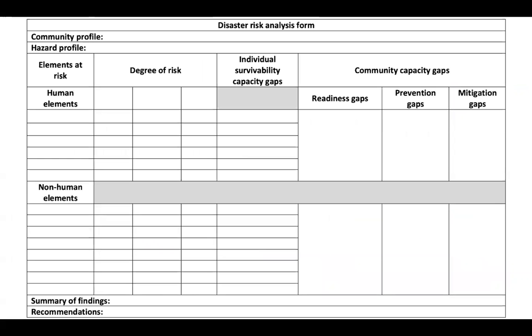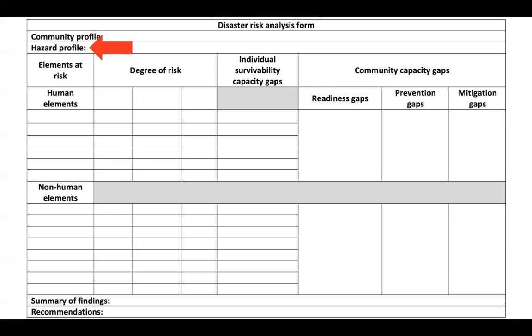Here's the blank disaster risk analysis form. There are several components to this form that may seem familiar if you've completed the past assessments. At the top, there's a box for a community profile or a description of the community you will be assessing. Below that, there's a box for a hazard profile or a description of the hazard you will be focusing on for this form. We recommend you only focus on one hazard, such as a fire or a flood, so we can get as specific as possible.